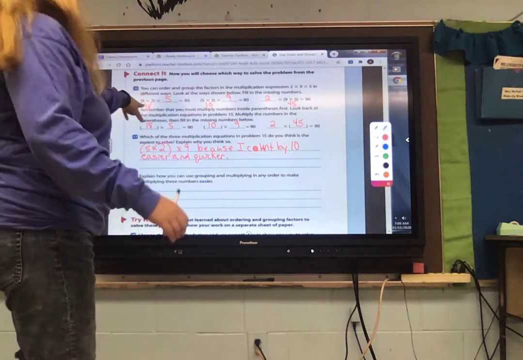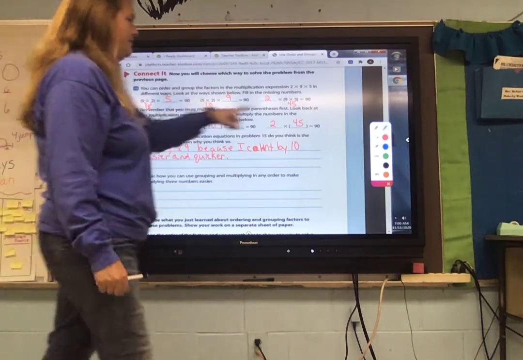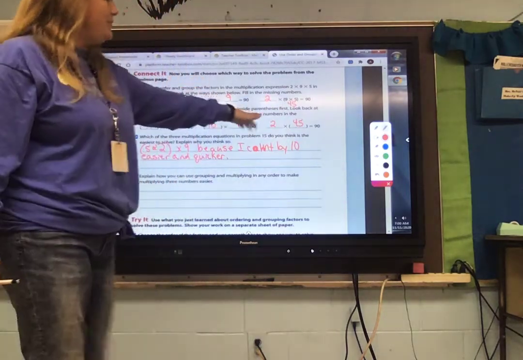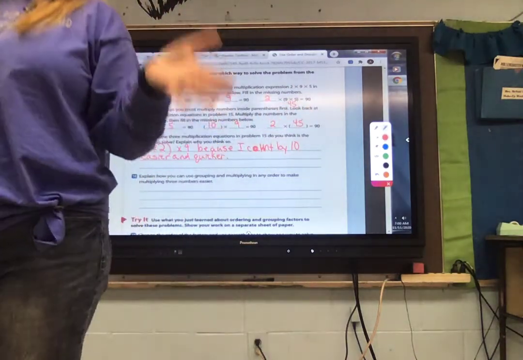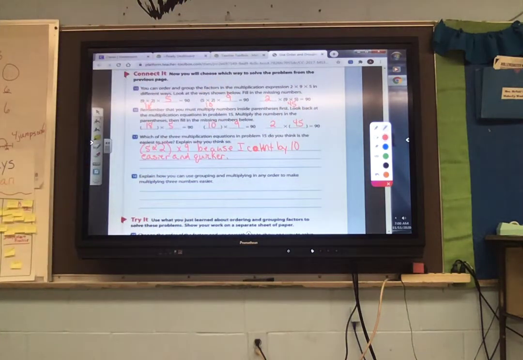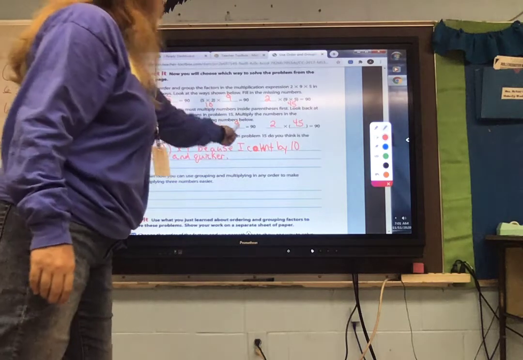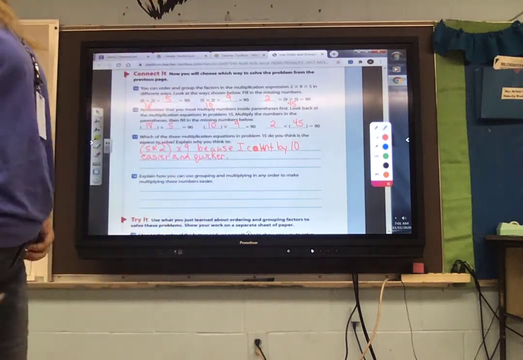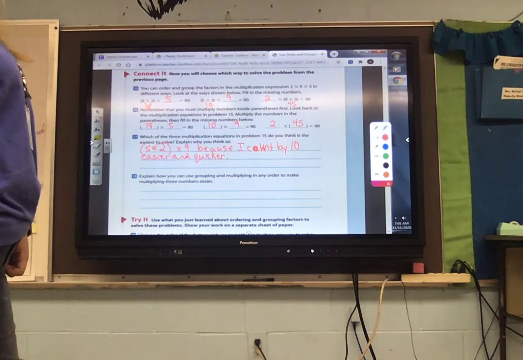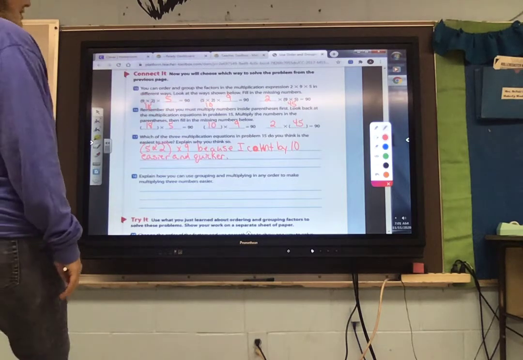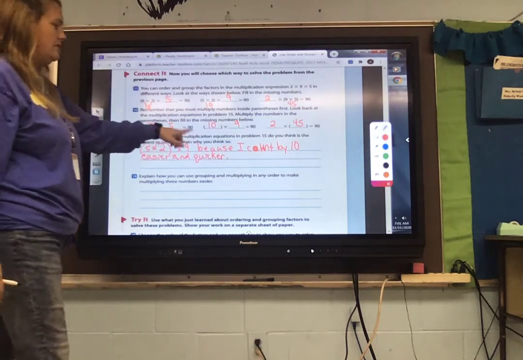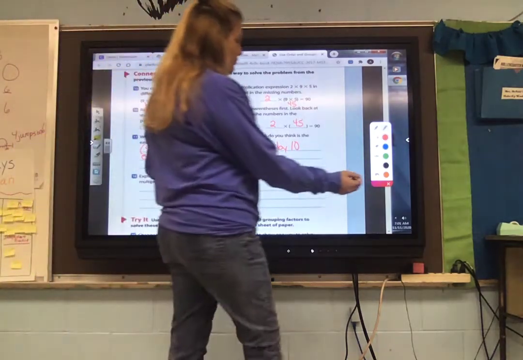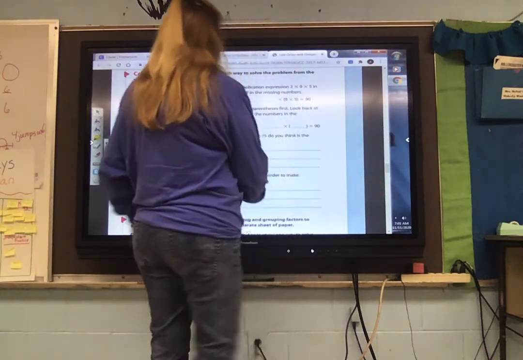18, not so easy to work with. 45, that one would have been okay because I could have just added 45 plus 45 and got 90. But I'm still going to go with the 10 because I can count by 10. I can actually just look and know it's 90 because I know my properties of my 10 facts. So that's why I would pick that one. Now you don't have to choose mine, but whatever way that you choose, make sure that you explain why that's the best one for you.